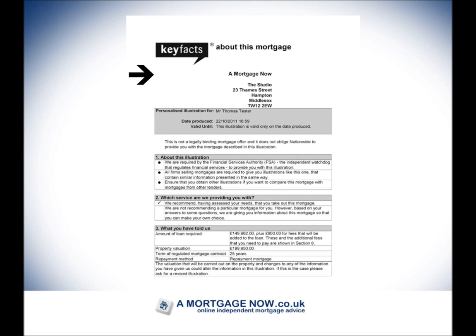At the top of the document, you will see the name and address of the party that has prepared the document. This may be a mortgage lender, or, as in this case, the mortgage broker. This is then followed by the name of the applicants and details showing when the illustration was produced. You should note that a mortgage illustration document is not a mortgage offer and does not oblige the lender to provide you with the mortgage. As the name suggests, a mortgage illustration is purely for illustration purposes.